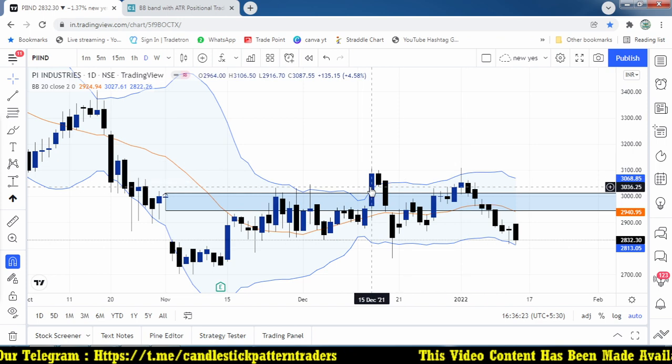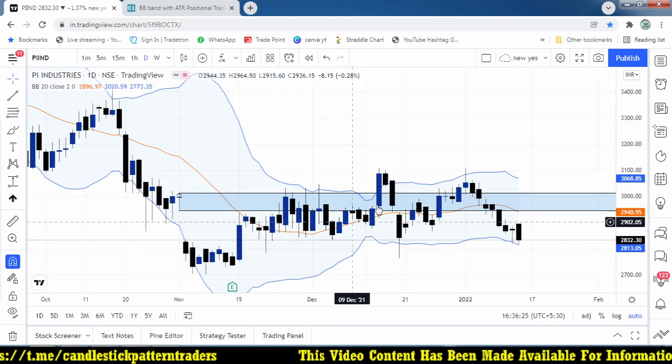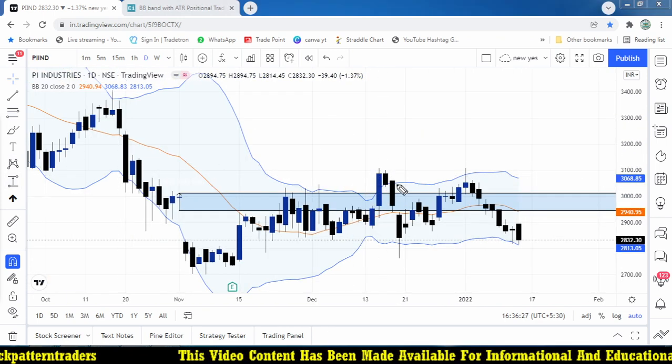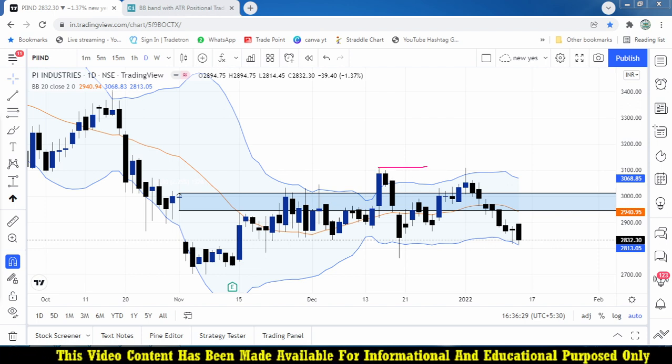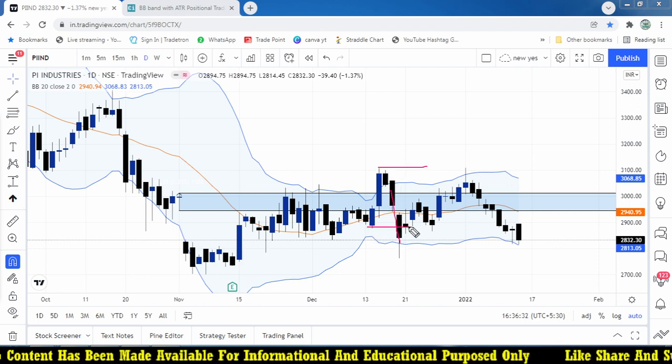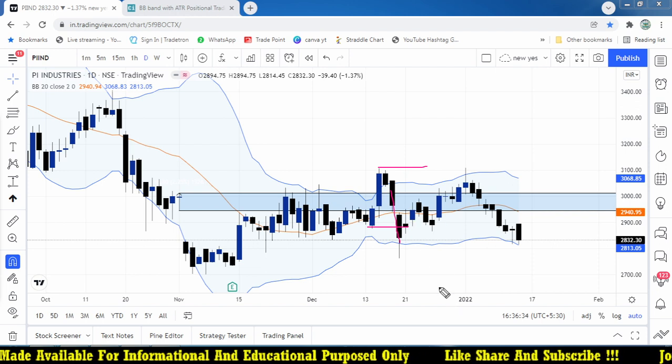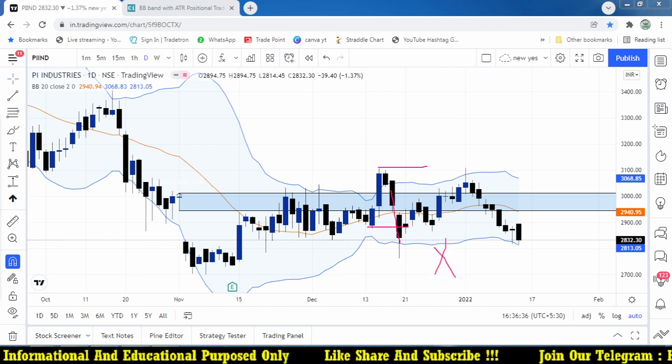What happened here? This is the 15th December. But what happened here? There is no trade entry trigger at this highest level, and finally it comes down. It broke below our stop loss, but without entry it triggers a stop loss. It is an invalid trade, right?